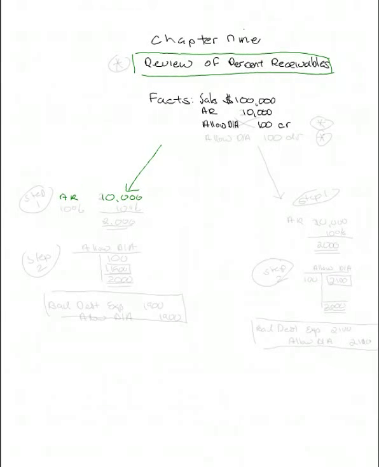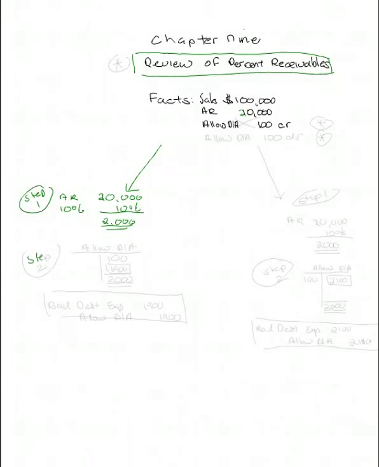We expected 10%. We had accounts receivable of $20,000. Let's get that right. We thought 10% would go bad, so we wanted the balance in the allowance account to be $2,000. That was step one.